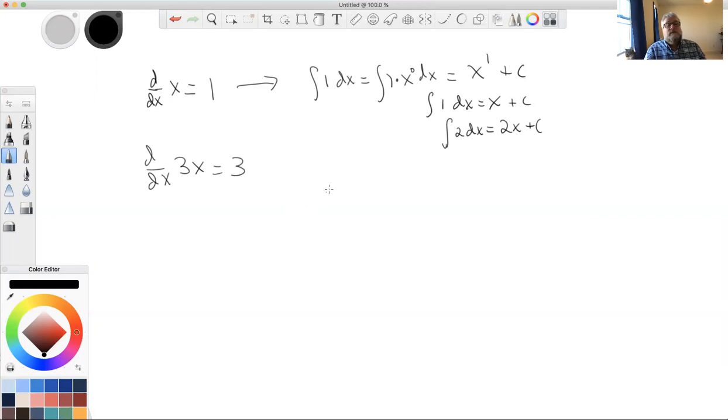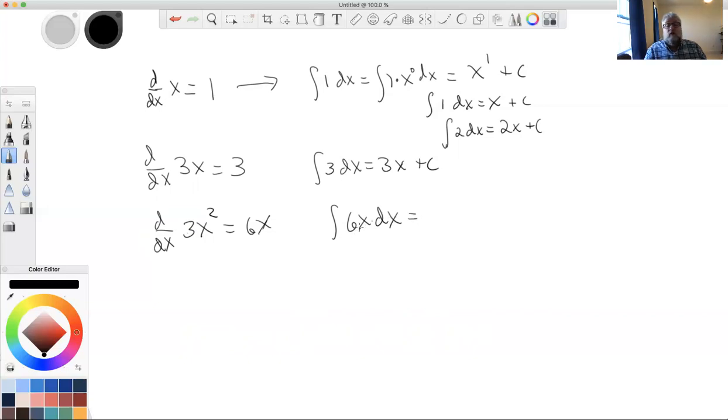And lo and behold, the integral of 3 dx gives us 3x, the same thing. Just want to remember those. Now, what's the derivative of 3x squared? Well, that would be 3 times 2, which is 6x. Okay, what's the integral of 6x dx? Now we're going the opposite way.